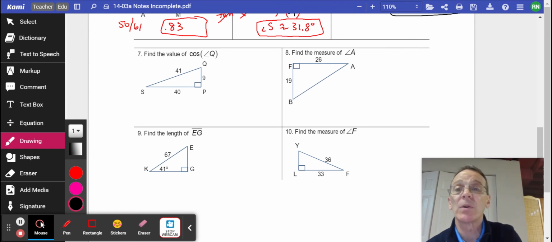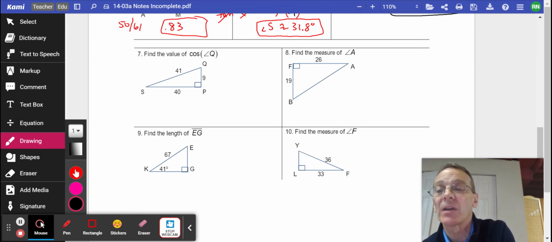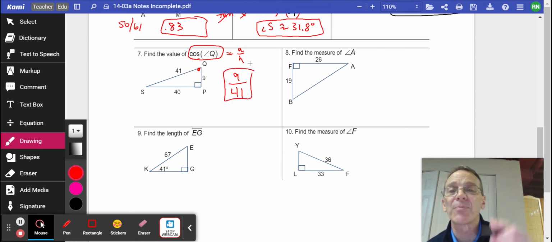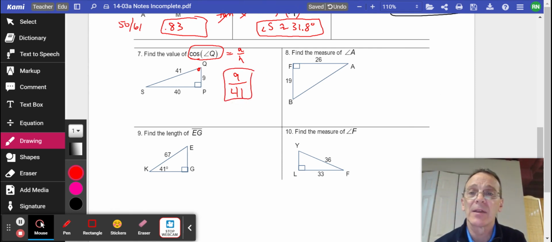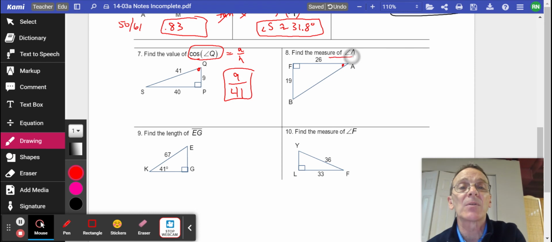All right, so in number 7, the value of cosine of angle Q, I'm not asking for a side length or an angle measure. Cosine is equal to adjacent over hypotenuse. The adjacent to angle Q is the 9. The hypotenuse is 41. End of problem. Okay, that is the value of the cosine of angle Q. Done.